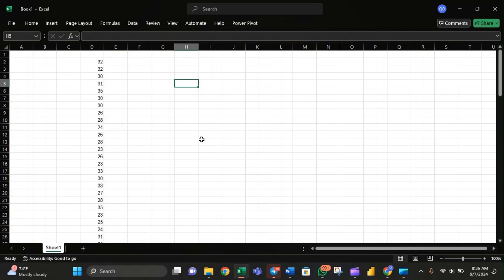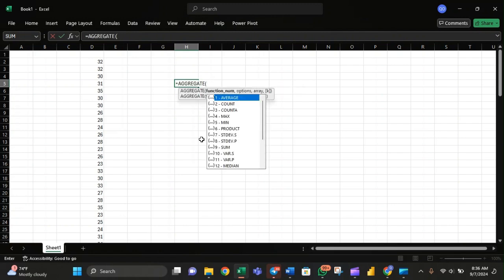Now I want to use the aggregate function. Just say equals to AGGREGATE. Now you can see it, like what I was saying: average, count A, max, min, product, that means multiplication, standard deviation, sum, addition, variance of sample, standard deviation of sample, standard deviation of population. So they are just like statistical terms, exactly.